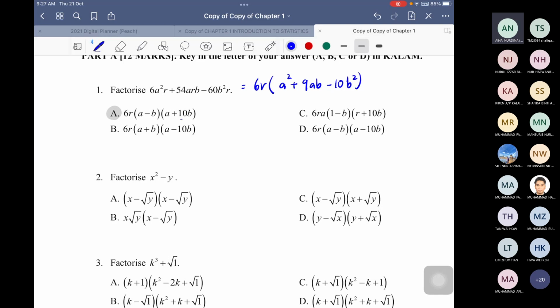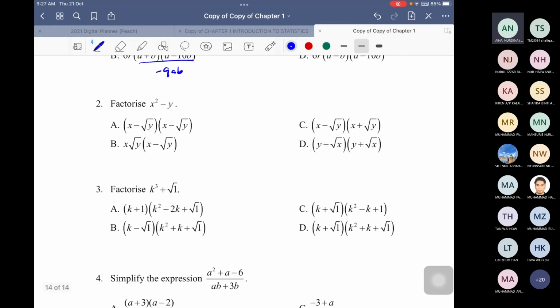Sebab kat sini bila you dapat 10AB, tolak AB, baru you akan dapat 9AB. So that's right. So jawapan dia adalah bersamaan dengan A. Sebab kalau yang kat sini, you akan dapat negatif 9AB. Salahlah negatif 9AB tu. Okay, so the answer is going to be A. And number 2. Number 2 ni tengok sekali lalu pun patutnya you dah dapat idea dah. Apa dia punya jawapan?